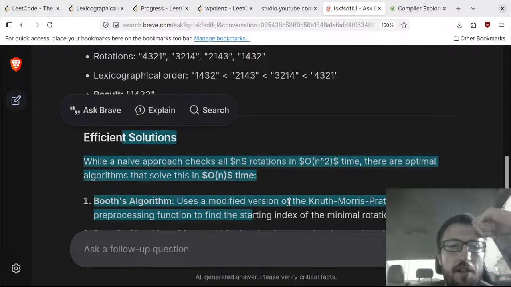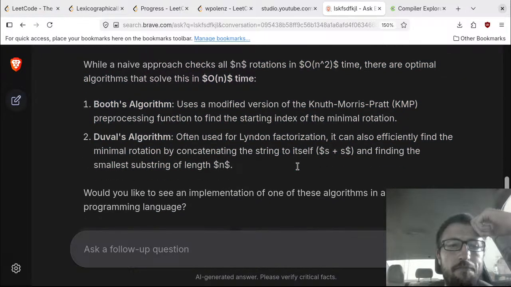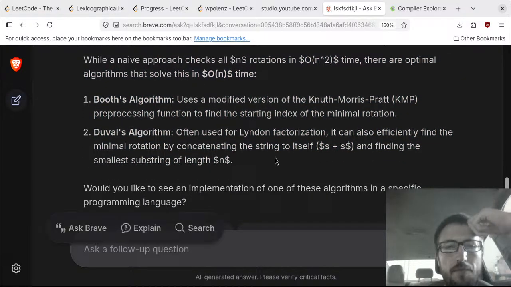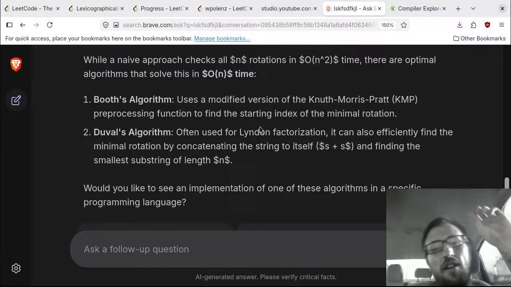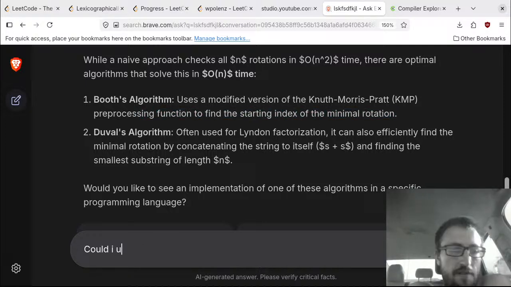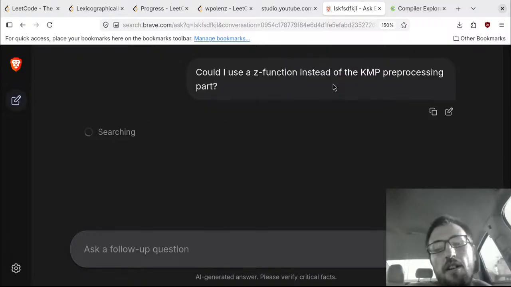Efficient solutions. While the naive approach checks all n rotations in quadratic time, there are optimal algorithms that solve this in linear time. Booth's algorithm uses a modified version of the KMP, that's what I was thinking. I was thinking a prefix type of thing going on. KMP, there you go. Preprocessing function to find the starting index. Could I use a Z function instead of the KMP preprocessing part? Yeah, I bet you could.